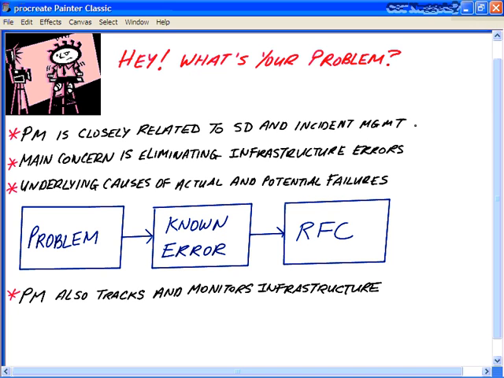The goal of problem management is to find the underlying cause of actual and potential failures. Remember, problems lead to incidences. Incidences do not lead to problems. Where incident management is a reactive process, problem management at its core should be a proactive process: improving problem resolution, locating areas that need to be improved, and freeing up resources for problem resolution.